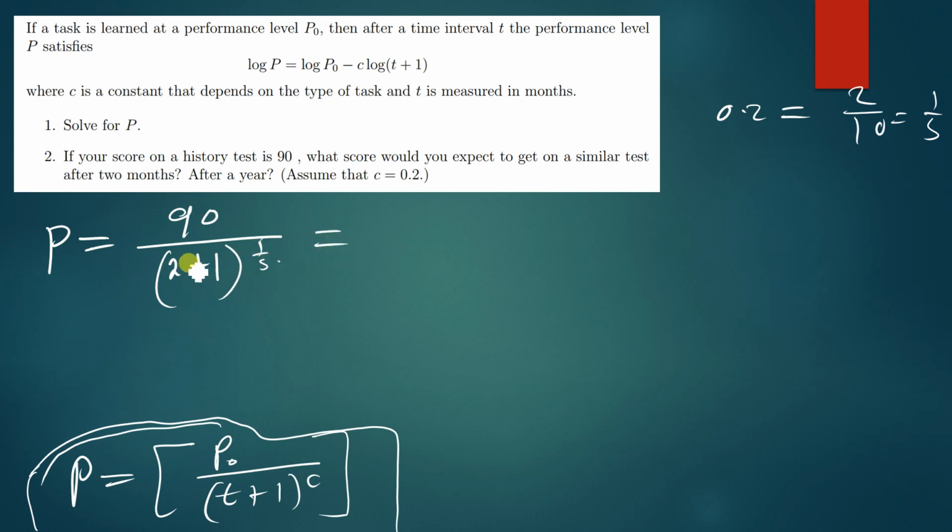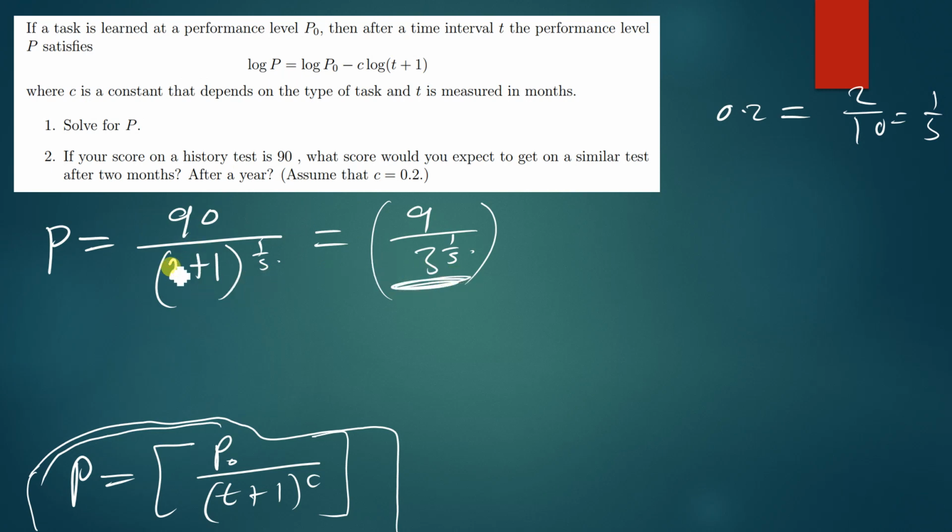So you have 90 over 3 to the power 1 over 5. I think you can just leave it like that. So if a task is learned at a performance level P0, you can leave it like that.